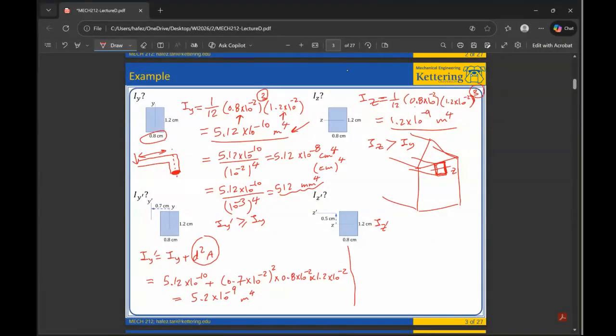All right, Iz prime, the same as the previous one, Iz plus d squared times area. Iz is the one that we already found up there, this value. Offset is 0.5 this time, squared, times area, 0.8 times 10 to negative 2, 1.2 times 10 to negative 2. And this is 3.6 times 10 to negative 9.